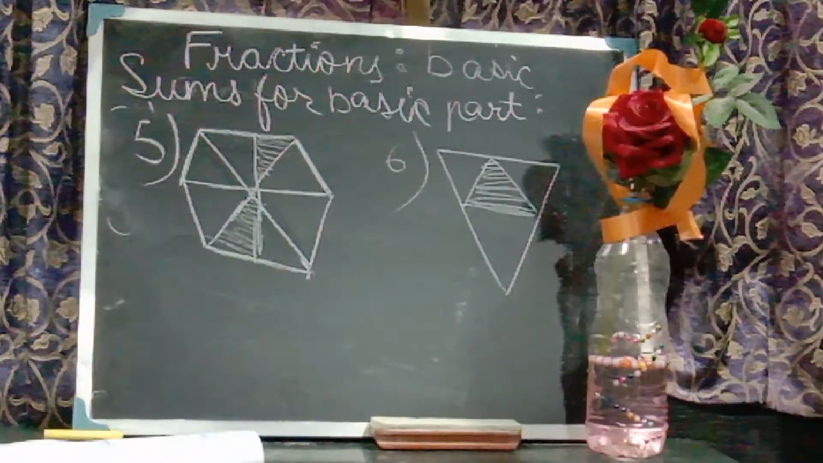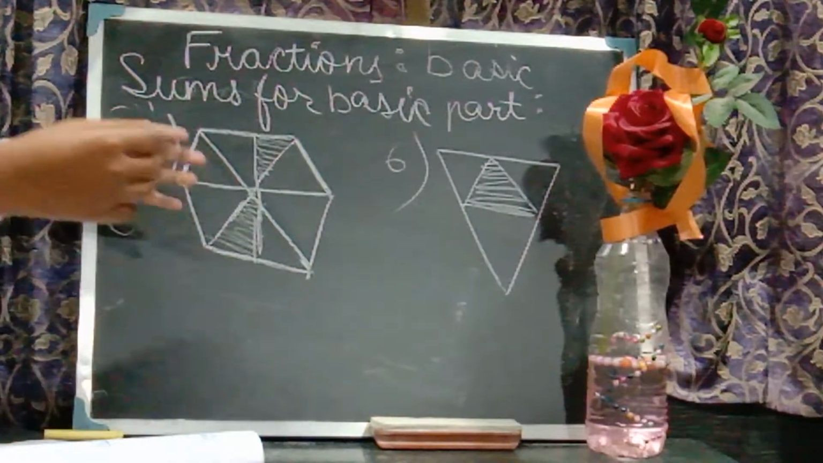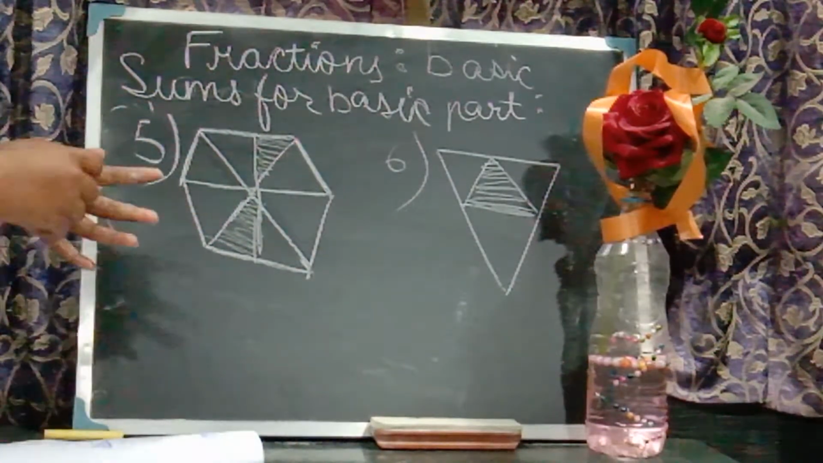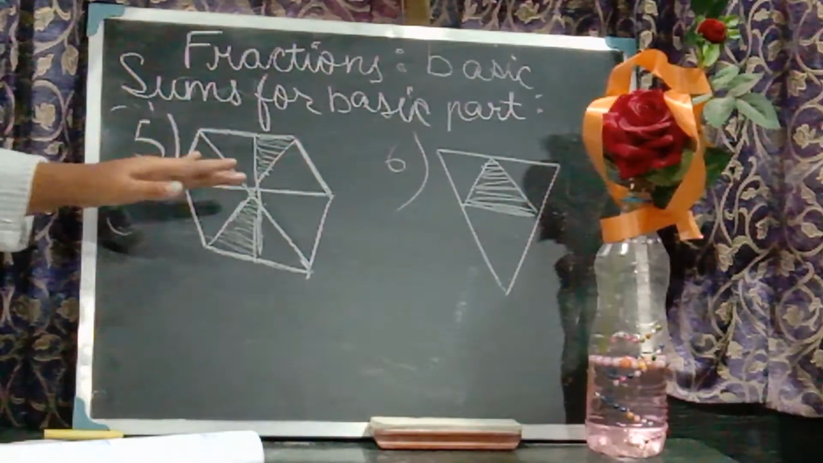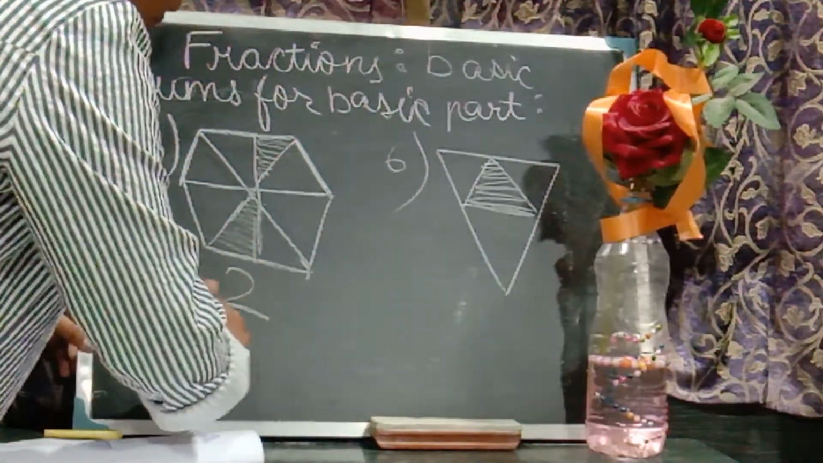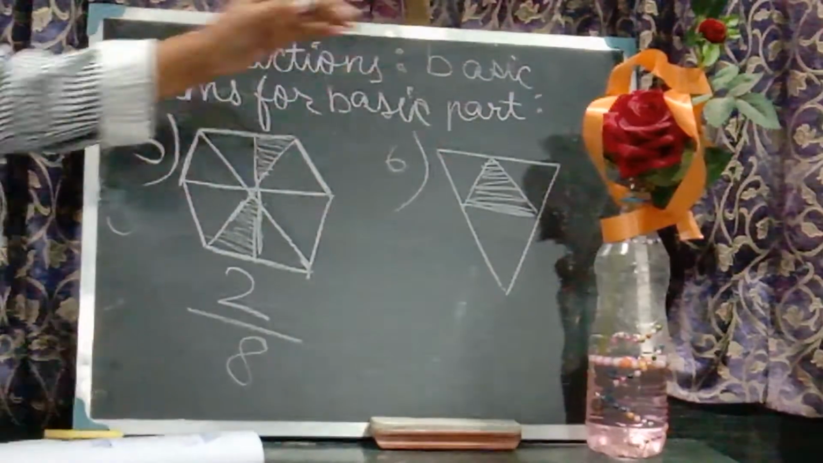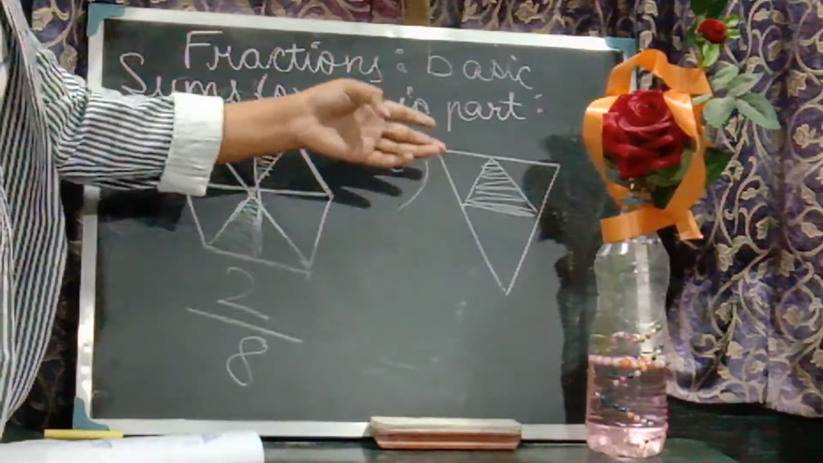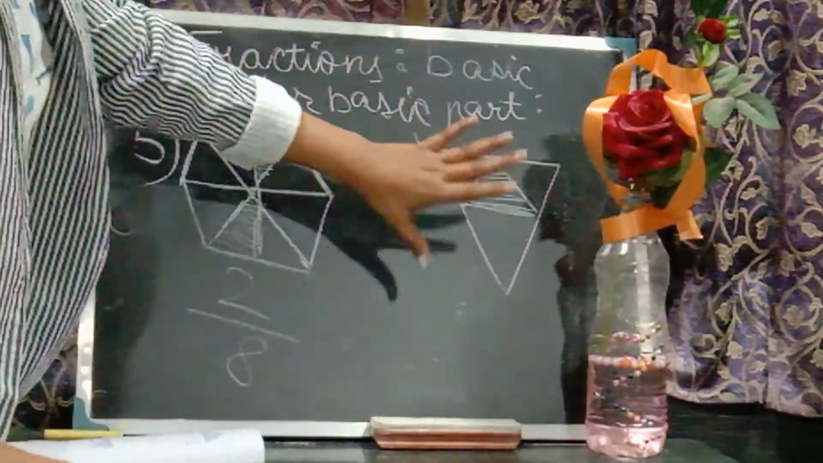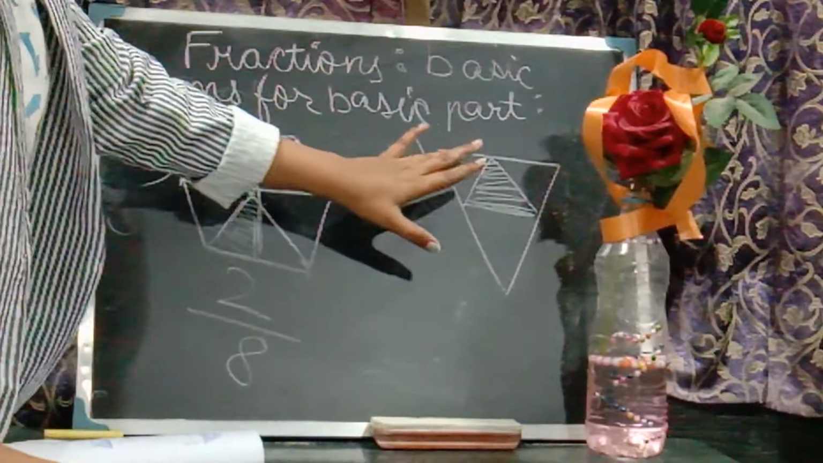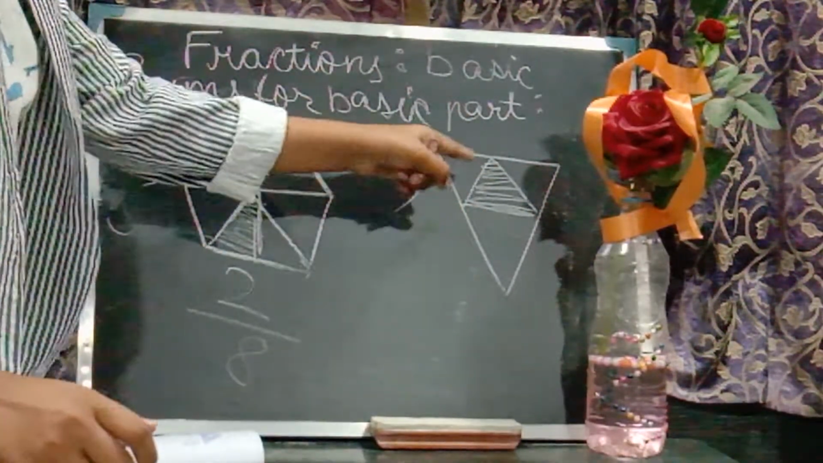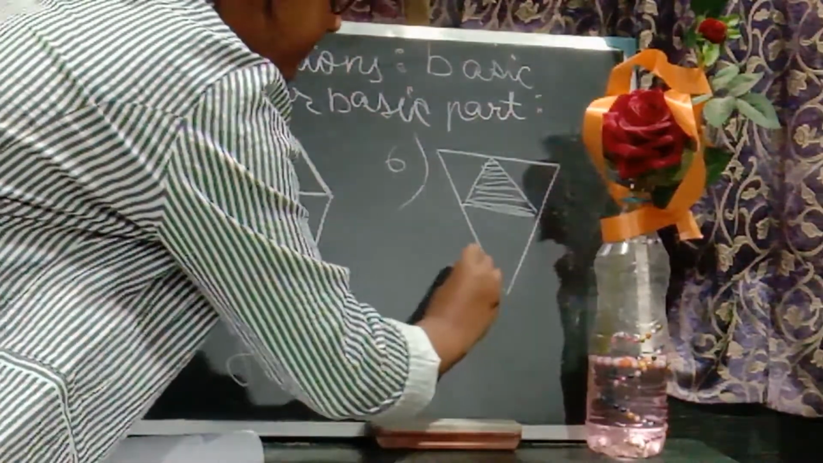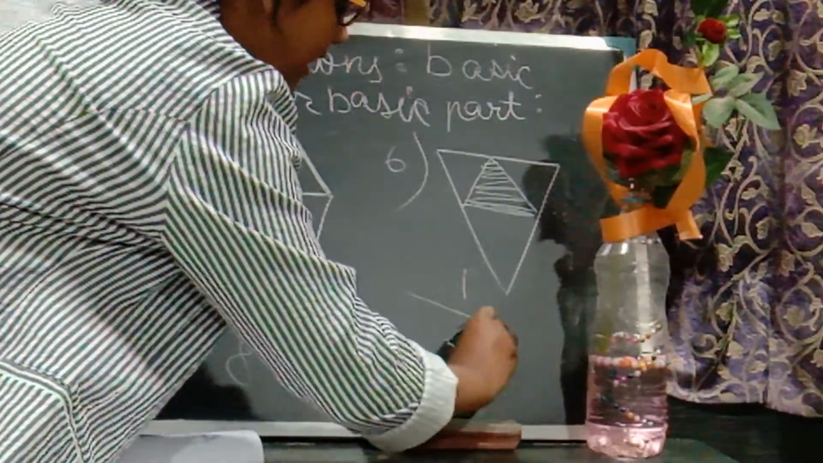These are also fraction diagrams where you have to mention what the fraction is. So the whole has 8 parts. The 2 parts are shaded. So we will write 2 upon 8. And in this fraction diagram, the whole is divided into 4 equal parts and this one is shaded. So we will write 1 upon 4.